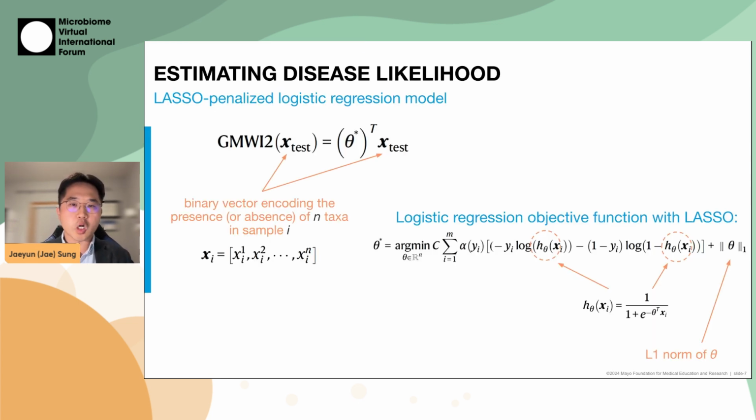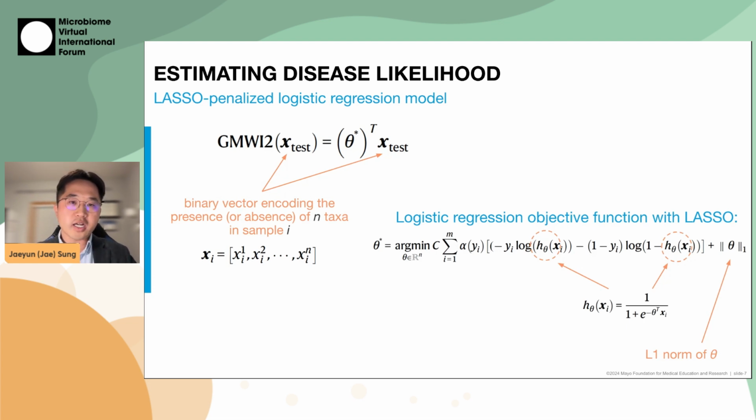I mentioned that the Gut Microbiome Wellness Index, or GMWI2, is a machine learning tool. Specifically, we used a lasso or the L1 norm penalized logistic regression model. Now all the mathematical details of our model are in the paper, but I'll briefly summarize. As shown in this equation here, the transpose of the vector of coefficients, which we obtained using this objective function here, is used to form a product with a gut microbiome taxonomic profile, and that gives us a score for a particular gut microbiome sample X test.